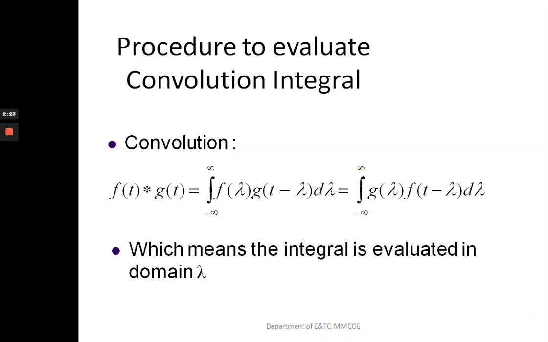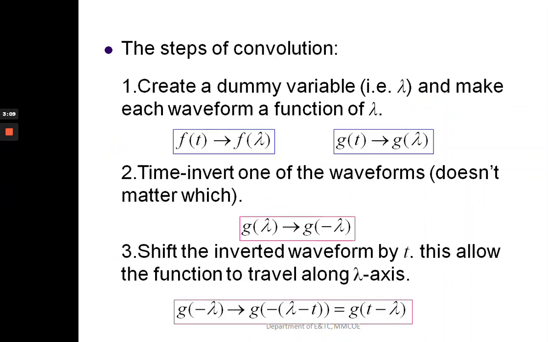Instead of tau, in this equation we can use another dummy variable, lambda. We can use lambda or tau as the dummy variable. If f of t convolved with g of t, we can write this as the integral from minus infinity to infinity of f of lambda into g of t minus lambda d lambda, or the integral from minus infinity to plus infinity of g of lambda into f of t minus lambda d lambda. This convolution obeys the commutative property, which means the integral can be evaluated in the lambda domain or in the tau domain.